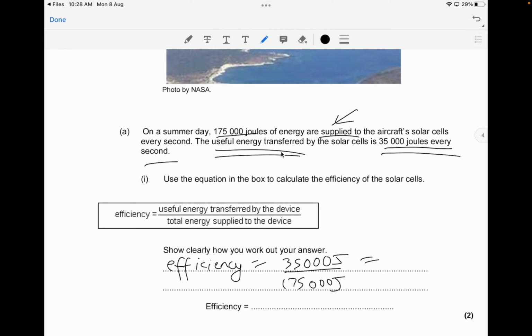Now you're going to put an equal sign again. You're going to divide using a calculator. Use the calculator in the exam. It's going to help you a lot for the exam as well. As you guys can see, it is about 0.2.